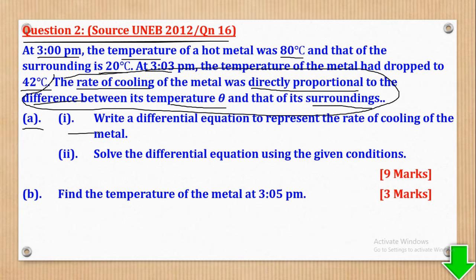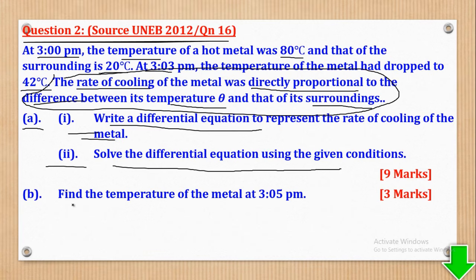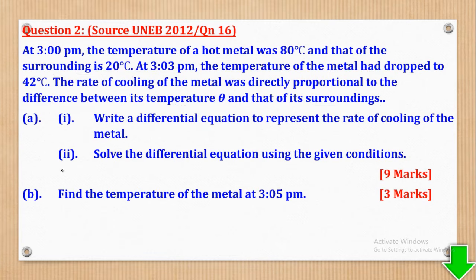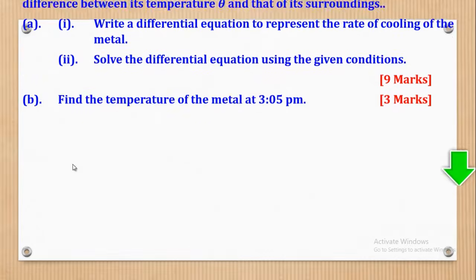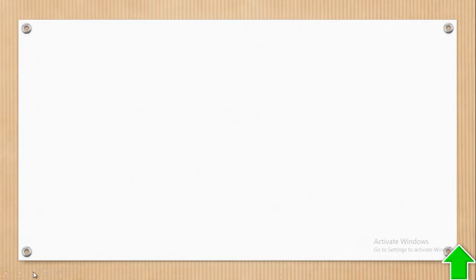Then part A Roman 1 says, write a differential equation to represent the rate of cooling of the metal. Then Roman 2, solve the differential equation using the given conditions. And part B, find the temperature of the metal at 3:05 p.m. So the differential equation is this.